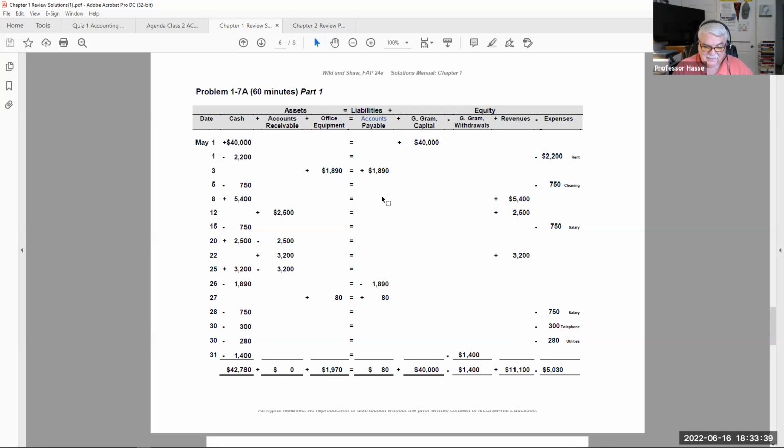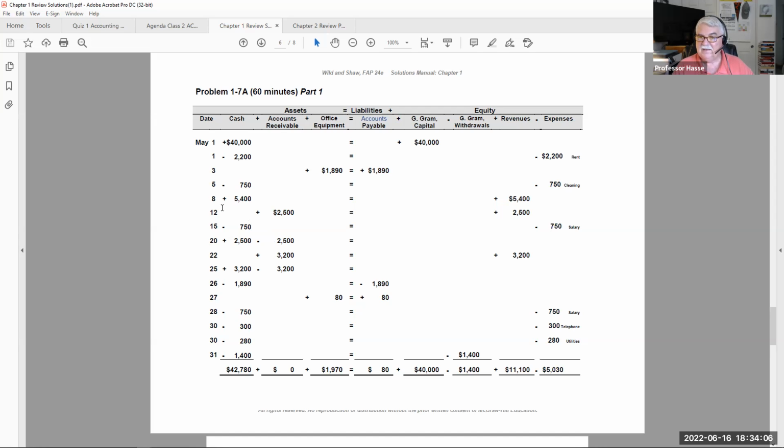The company paid $750 cash for this month's cleaning services. Again, cash is being reduced and we're paying an expense called cleaning. Notice money is going out and equity is going out, called an expense. Well, now equity is coming in on May 8th.